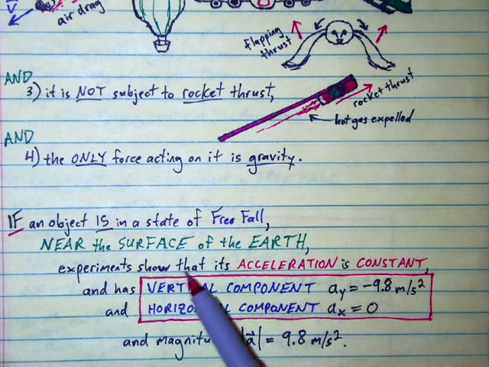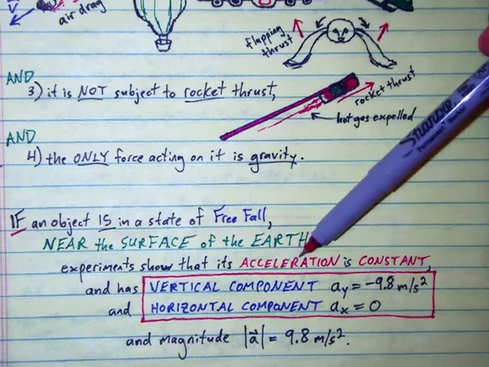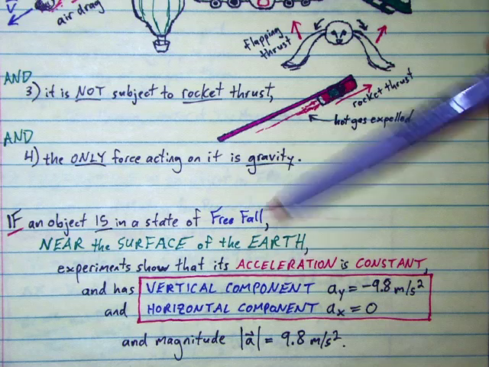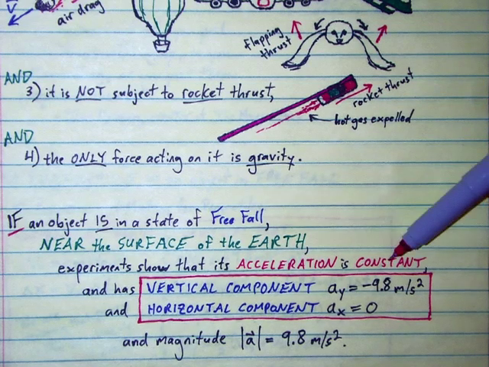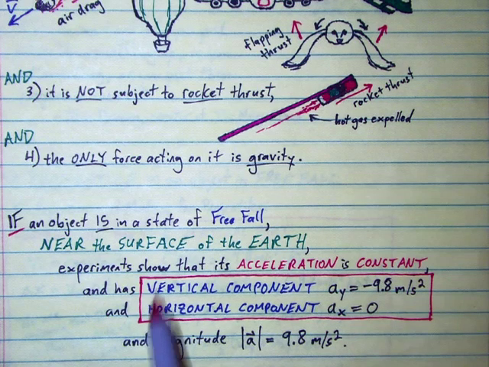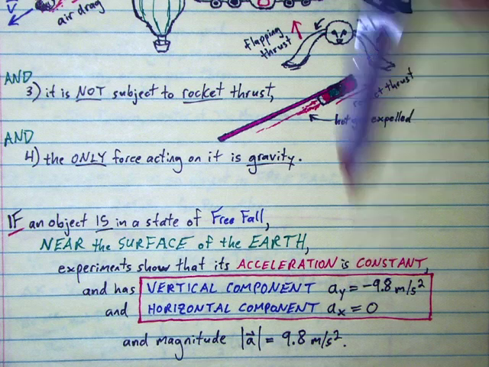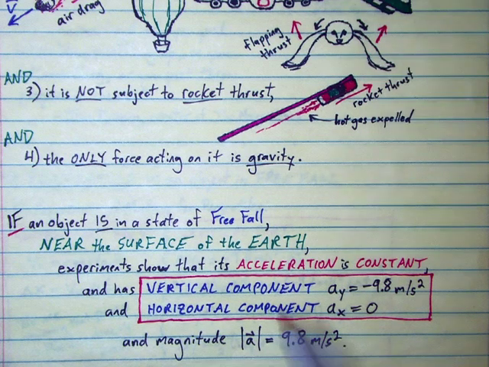Experiments have shown, time and time again, that the acceleration of that object as it moves the whole time it's in free fall, its acceleration is constant, and its components are constant. The vertical component will be negative 9.8 meters per second squared if down is our negative y direction, and the horizontal component will be 0. Therefore, the magnitude of the acceleration will be 9.8 meters per second squared. That's, of course, approximately 9.8 meters per second squared.